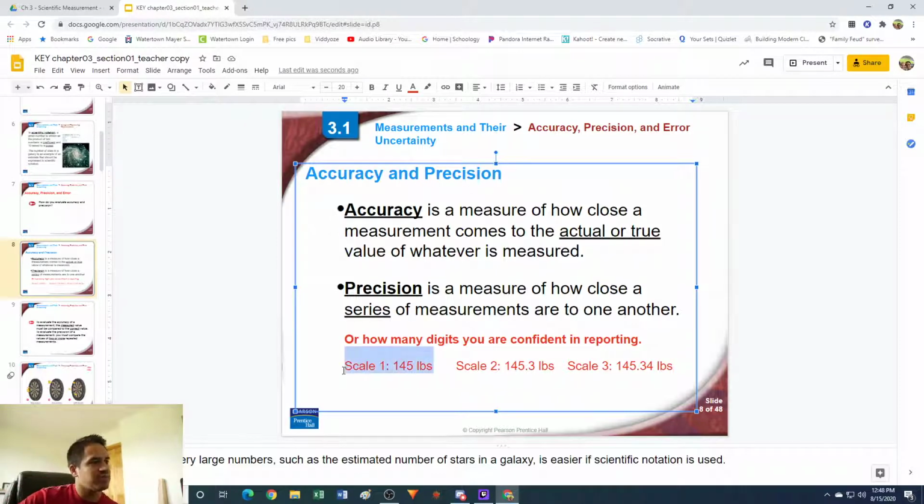Okay. So this first measurement of 145 pounds is the least precise, and this measurement of 145.34 pounds is the most precise. Okay, so precision is about lots of measurements that you make and if they're close to one another, as well as how many digits you are confident in reporting. That also increases your precision.